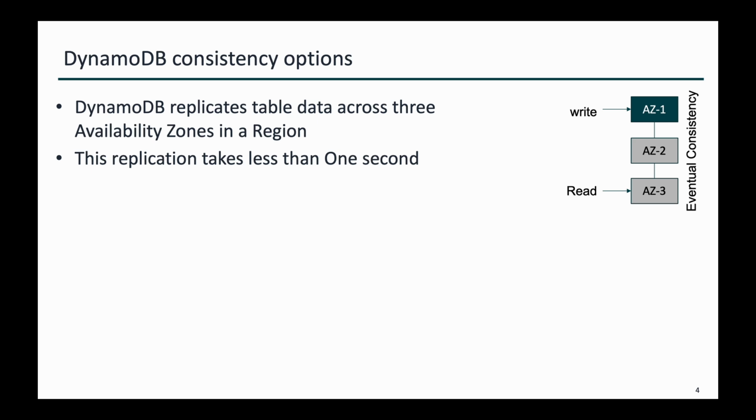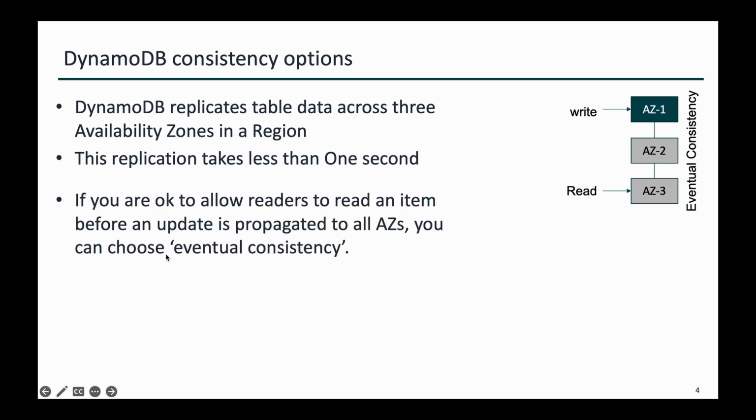Eventually consistent read means that if you are trying to read from availability zone 3 and the propagation is not yet complete, that is called eventual consistency, because there will be a slight discrepancy between the data in availability zone 1 and availability zone 3 at that time, but eventually within a few milliseconds it will be updated. So you go for eventual consistency when the data is not very critical. Data is of course important, but it is not very critical if there are slight mismatches. In such cases you can go for eventual consistency. So if you are okay to allow readers to read an item before an update is propagated to all availability zones, you can choose eventual consistency.